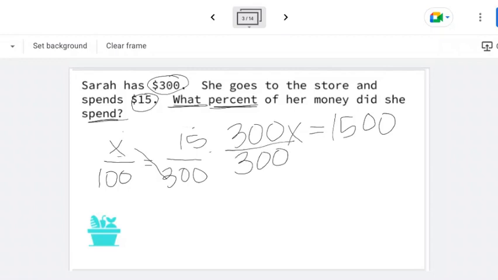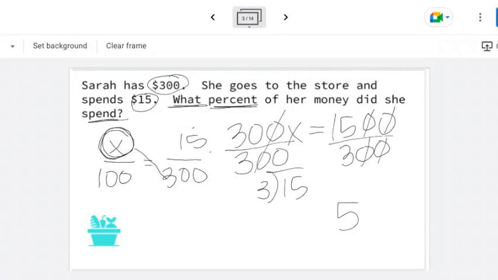So just like yesterday, divide by 300. Divide by 300. This is really nice. There's 2 zeros and 2 zeros to cancel. So now all my problem says is 15 divided by 3, which we would know would be 5. Now, if our missing is in this portion, our answer must have a percent sign. So our answer would be 5%.